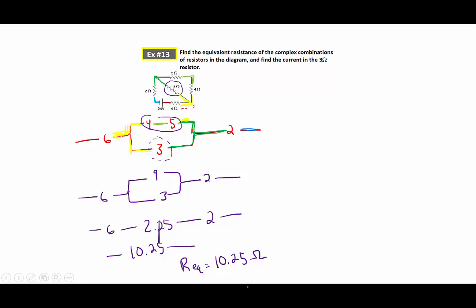And that's just by me having to take the circuit and take all the parallel and series components and simplify them bit by bit until I can get it into something that looks a little bit nicer.